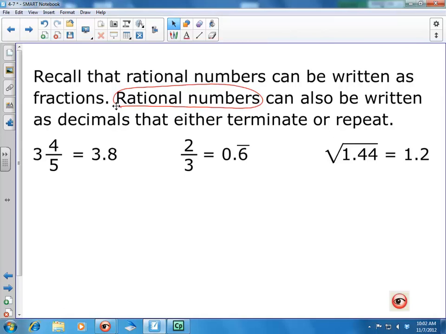3 3/4 right here can also be written as 3/8. 2/3 can also be written as 0.6, and that goes on forever. The last example here says the square root of 1.44, which is 1.2. All of those are rational numbers. Okay, which is important because today we're going to be working on identifying our rational numbers. Any question on what a rational number is? No? Okay. Then let's take a look at our next one.